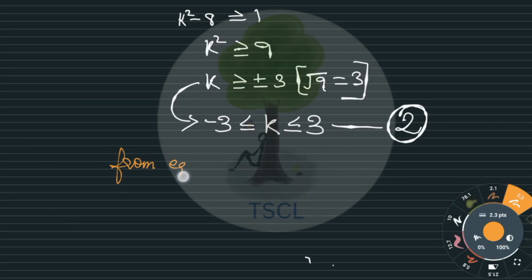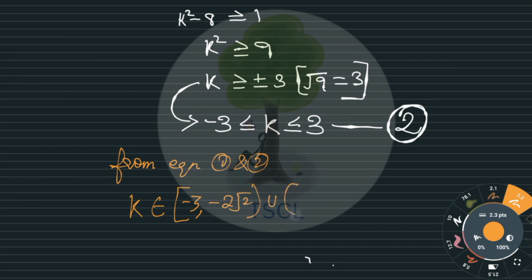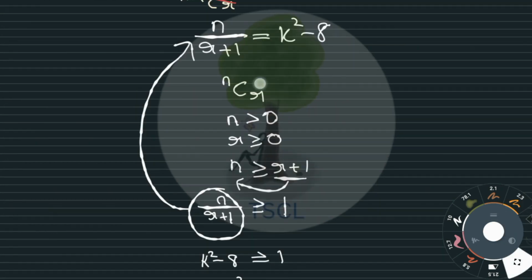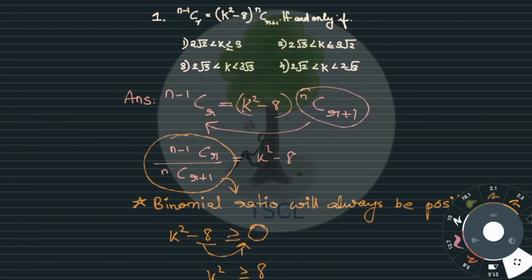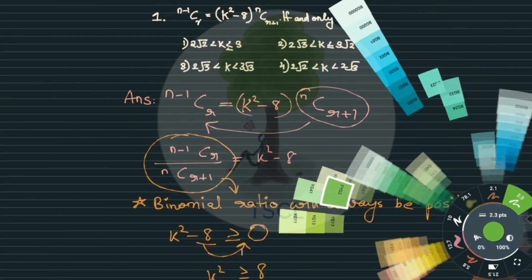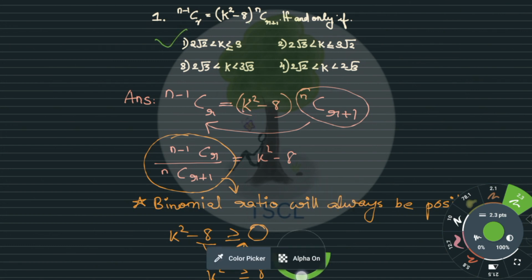From equation 1 and 2, we can say that K belongs to minus 3 comma minus 2 root 2 open bracket union 2 root 2 comma 3. So the correct option here for this question is option one, because 2 root 2 is less than K but less than or equal to 3. Here there is no 2 root 3, so this is wrong. There is no 2 root 3 and no 3 root 3 and no 2 root 3. So this is the correct answer.